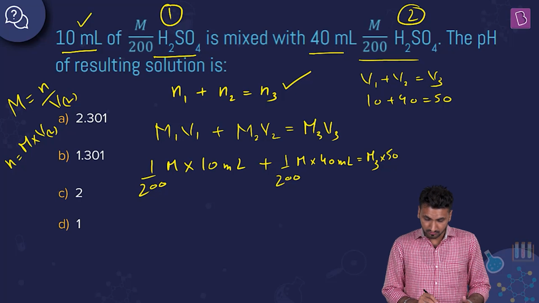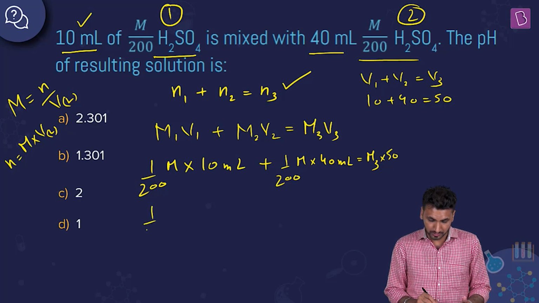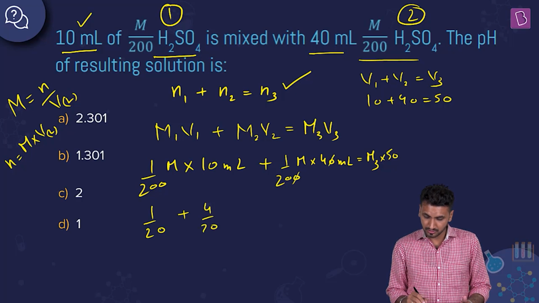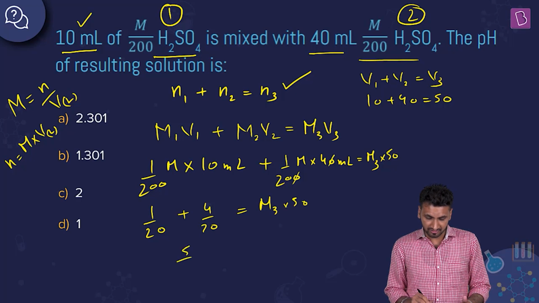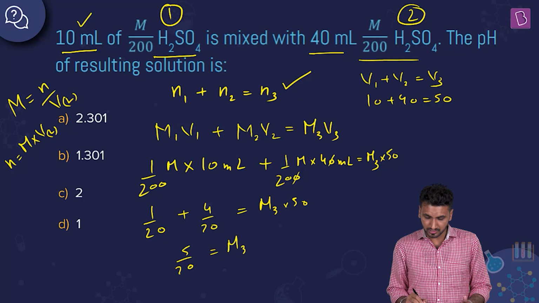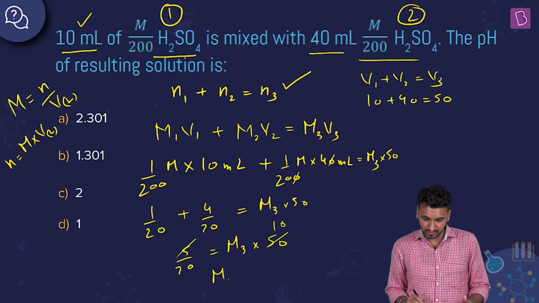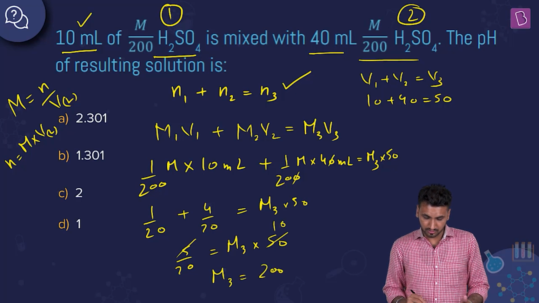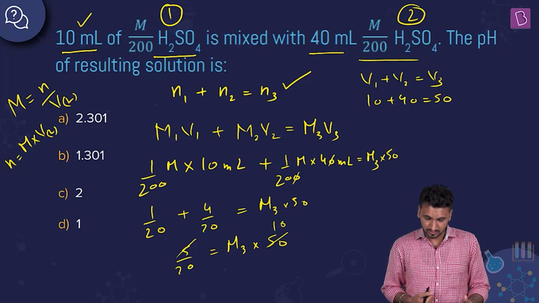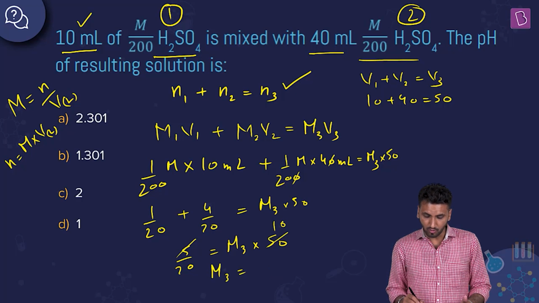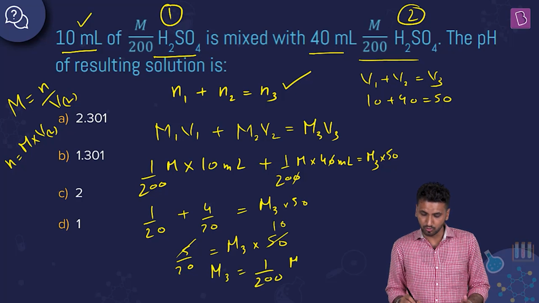2 into 10, 2 into 40. Okay, this will be like what? 1 by 20 plus 4 by 20 is equal to M3 into 50, right? So this will be like 5 by 20 is equal to M3 into 50. M3 is 1 by 200, right? M3 is 1 by 200 molar.